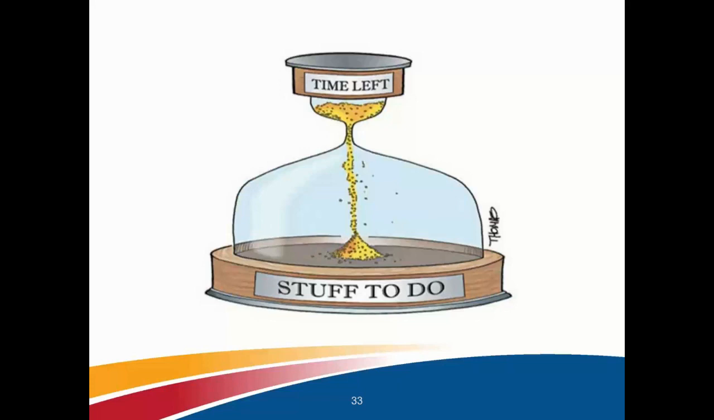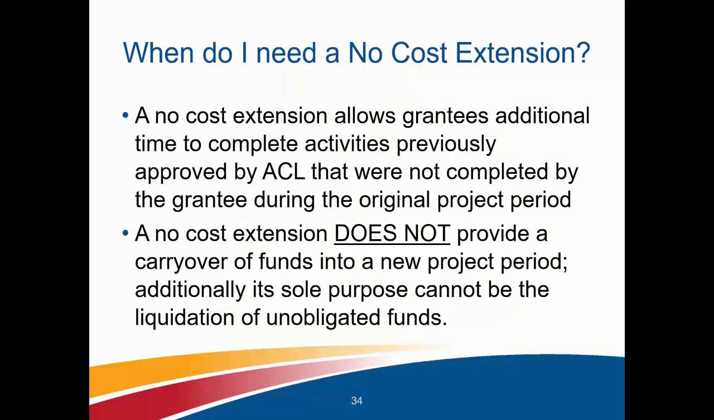Now some activities that you were going to do in year one are now happening in year two, and that pushes back things you were going to do in year two to year three, so on and so forth. And so you may find that as you're approaching the end of the project period, you still have some activities that you need to accomplish, and yet you are running out of time to do them. Next slide. This is when you are going to want to talk to your project officer about applying, submitting an amendment for a no-cost extension.